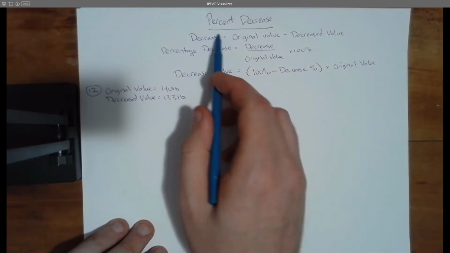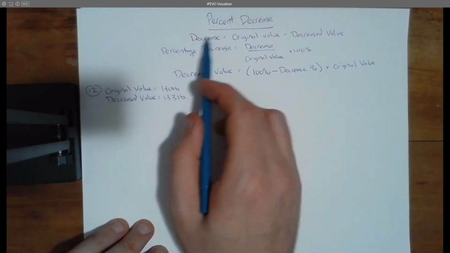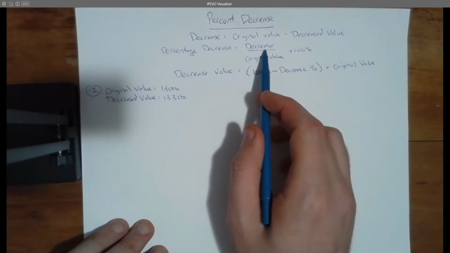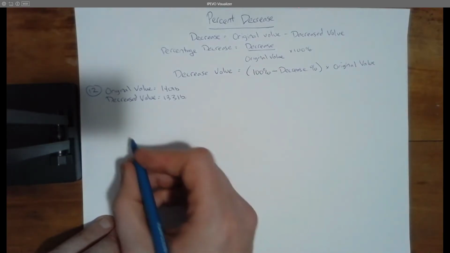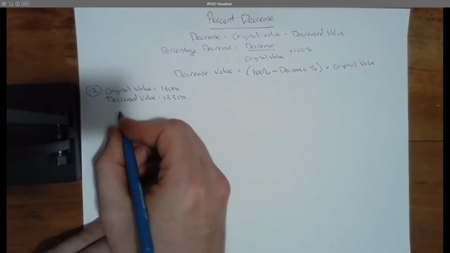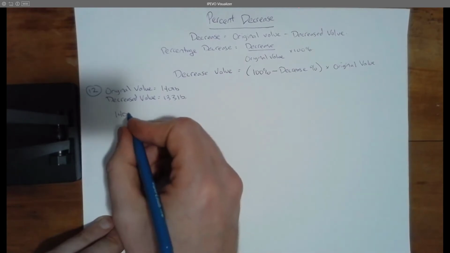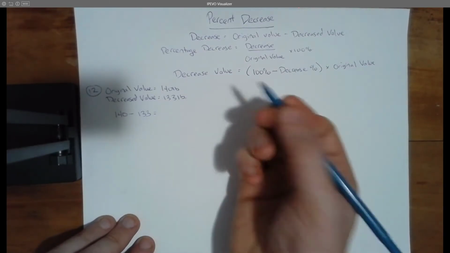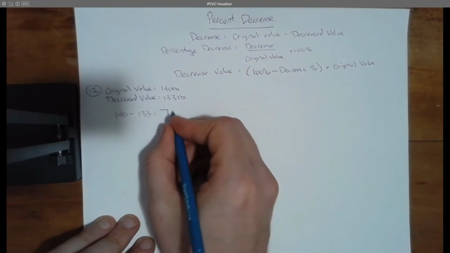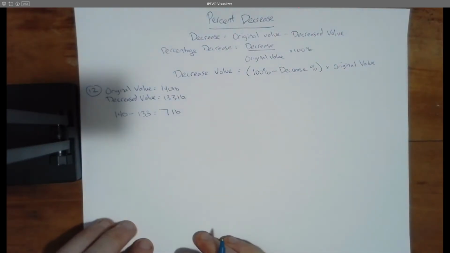Well, the first thing we need to do is actually figure out the decrease amount first, and then use that to figure out the percentage decrease. So the decrease amount is just going to be the original value minus the decreased value, which means a decrease of 7 pounds.